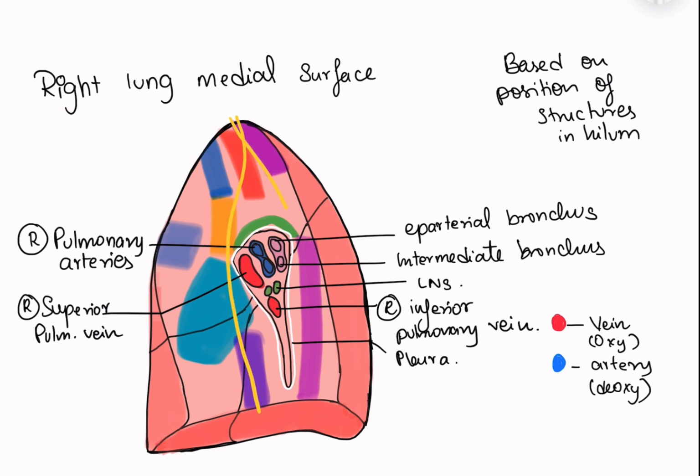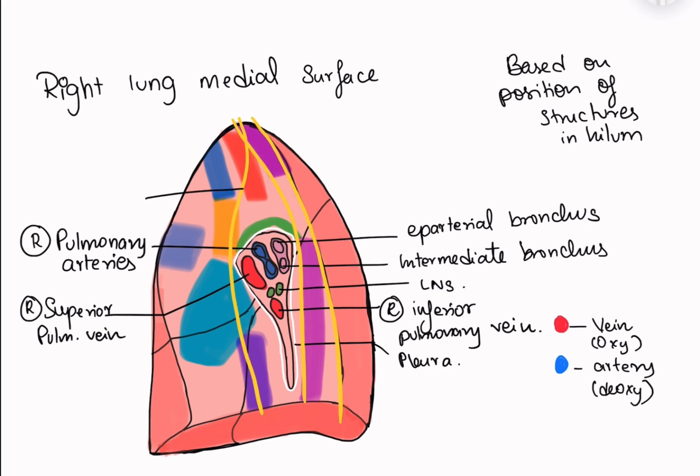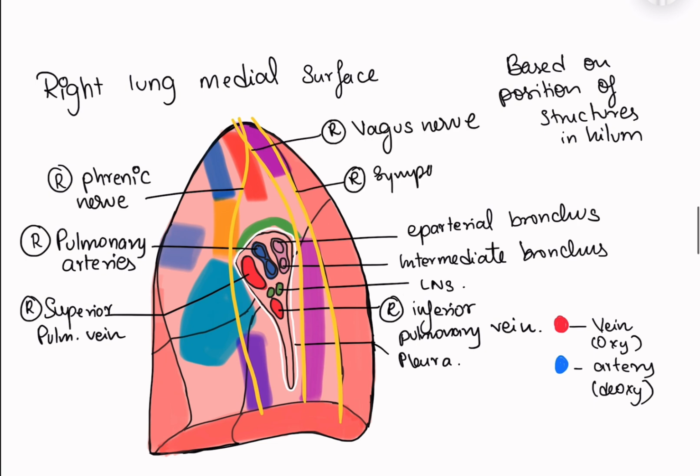Now the nerves related to the right mediastinal surface include phrenic nerve, which runs anterior to the hilum, vagus nerve, which travels posterior to the hilum, and sympathetic trunk runs along the vertebral column and provides sympathetic innervation to the lungs.